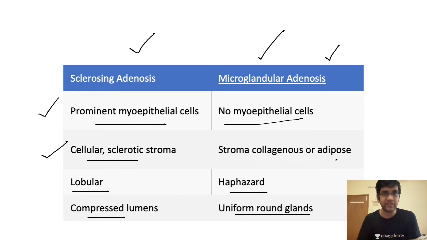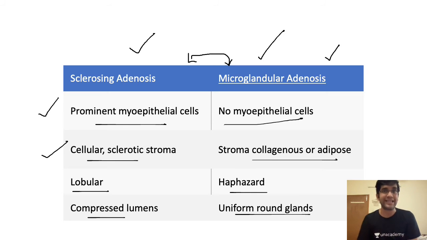See, if I make a mistake between these two, it's not much of a problem for me, because both of them are benign lesions. I'm not going to worry. I won't have a very drastic change in the management. But definitely I'll be worried when I misdiagnose microglandular adenosis versus tubular carcinoma, or sclerosing adenosis versus tubular carcinoma. So tubular carcinoma is a very important thing because though it is a low-grade malignancy, it needs a mastectomy or a quadrantectomy based on the person.